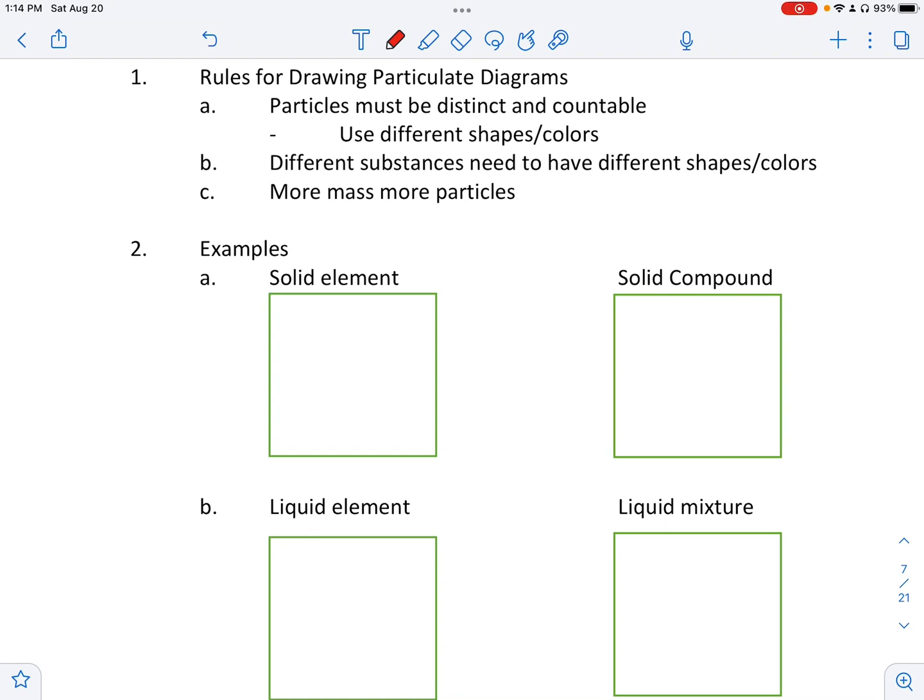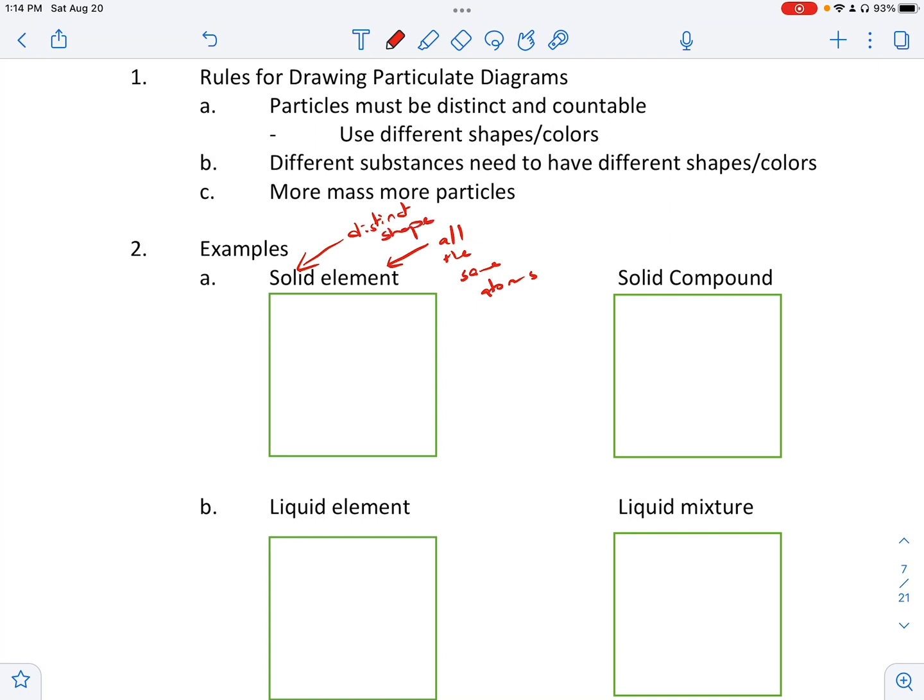So here we go. Let's look at our first example, because the best way to do this is via examples. We have a solid element. So what does it mean to be solid? Remember, a solid is something that is rigid in shape. It has a distinct volume and a distinct shape. So it's not like we can just float it all over the place. It's going to take up its own little space. An element, we said, has all the same atoms. And we're going to say a distinct shape here. So let's go ahead and break that down.